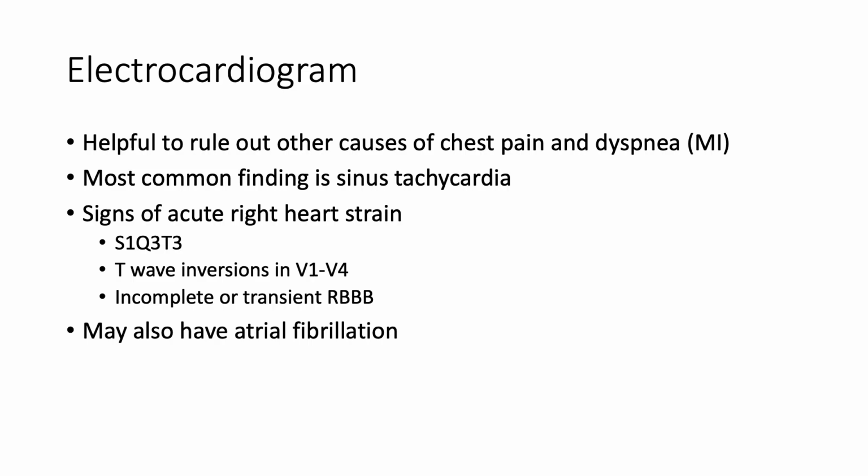Electrocardiogram is an important test in patients with acute dyspnea and chest pain. Obviously, you want to look for things like acute coronary syndrome as well. The most common finding in pulmonary embolism is going to be sinus tachycardia, but you also want to look for signs of acute right heart strain like the S1Q3T3, which is kind of the classic PE finding, but not usually present. You might also see T-wave inversions in V1 through V4 or an incomplete or transient right bundle branch block, and you can also see atrial fibrillation.